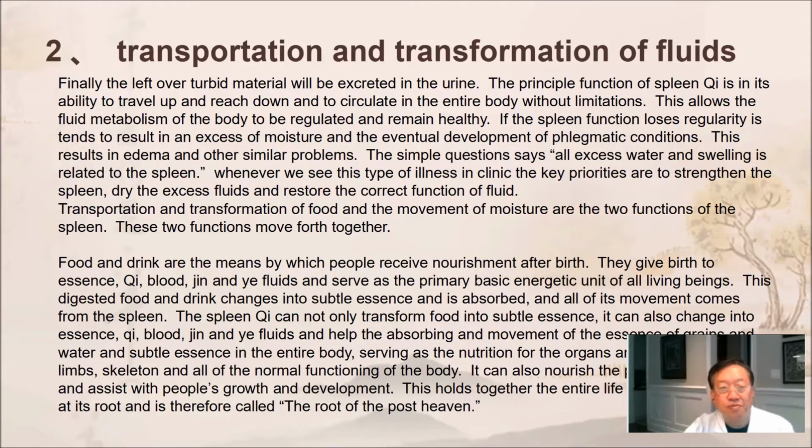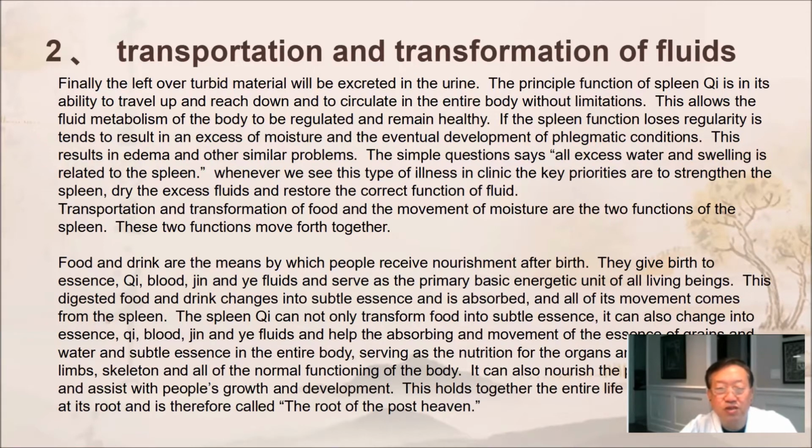The principal function of the spleen qi is in its ability to travel up and reach down and circulate the entire body without limitations. This allows the fluid metabolism of the body to be regulated and remain healthy. If the spleen function loses regularity, it tends to result in an excess of moisture and the eventual development of phlegmatic conditions. This results in edema and other similar problems. The Simple Question says, all excess water and swelling is related to the spleen.